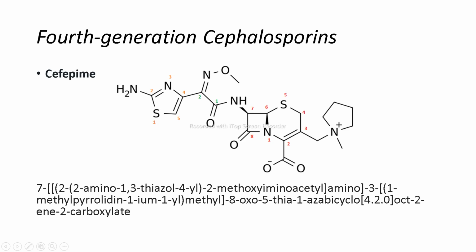If there is no plus charge here, at that time we could call it pyrrolidine. But there is a plus charge, so we can call it as a pyrrolidinium. Okay. Otherwise, everything is same as the previous structure. There is a 1,3-thiazole ring. Then amino group is also there at the second position of the 1,3-thiazole. Then this is the methoxy group. Then this is the imino group. Then carbonyl amino group is same. 8-oxo position is also same. So everything is same as the previous drug. Only the pyrrolidinium group is added over here at the third position.